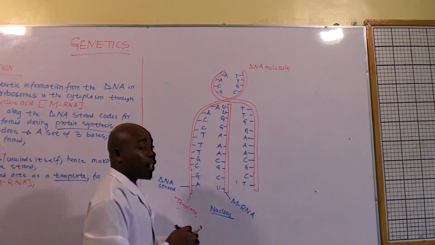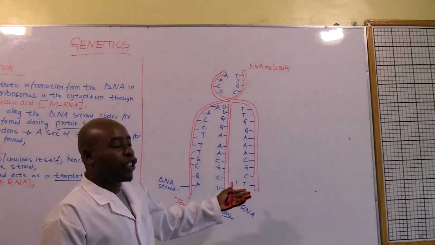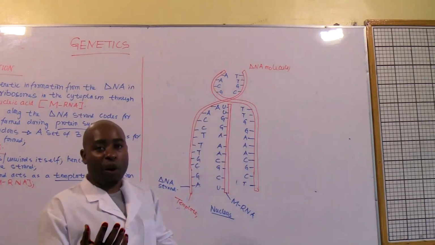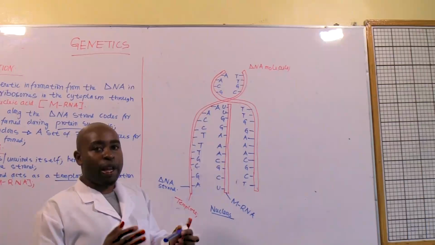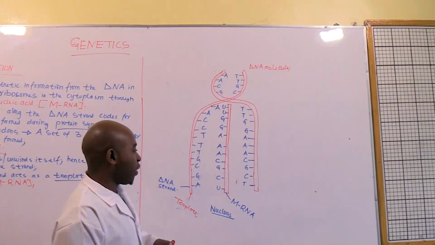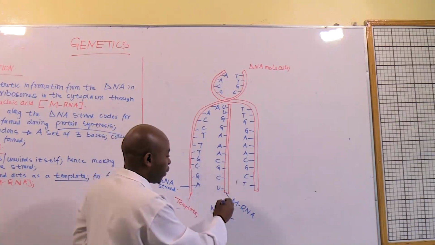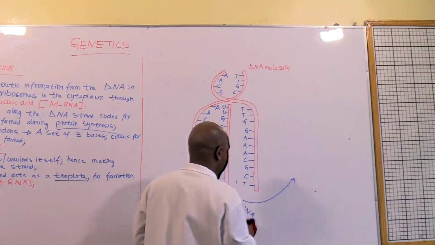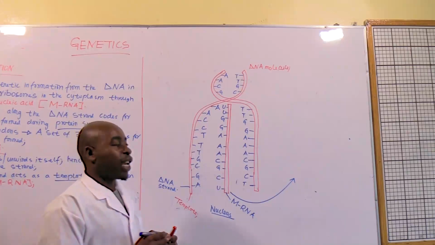And for the protein to be synthesized, the messenger RNA will carry this information in form of base triplets, that is the codons, which will code for a sequence of specific amino acids to be assembled for protein synthesis at the cytoplasm. So this messenger RNA will move with this information from the nucleus and carry it to the cytoplasm.